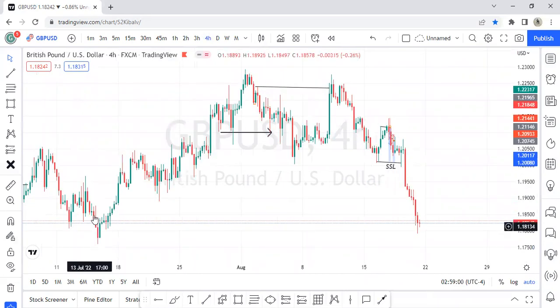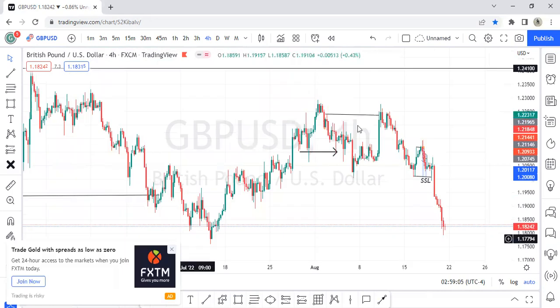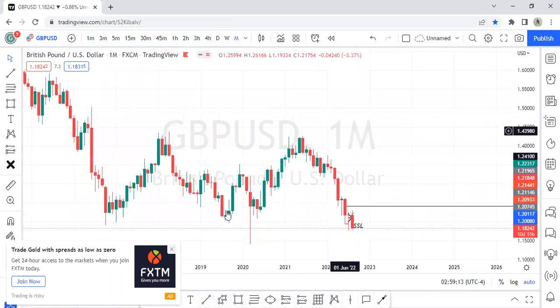So we still have that reaccumulation here. Price took out all these highs. Right? So let's go back to the monthly to see something. Price may likely be trading for this all-time low.